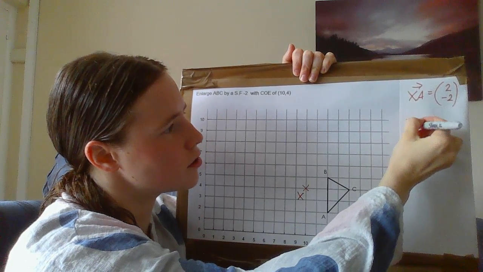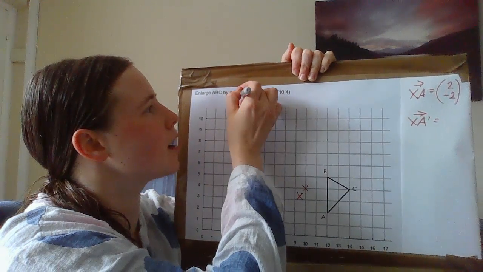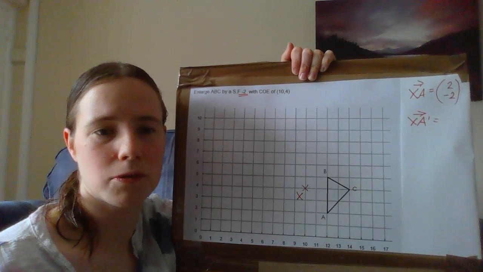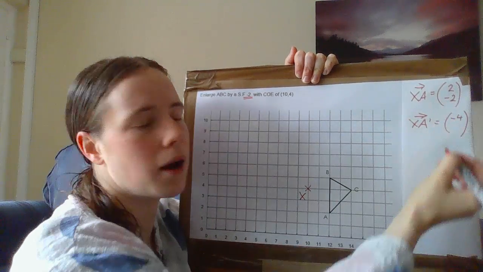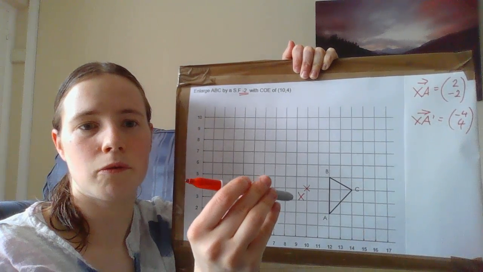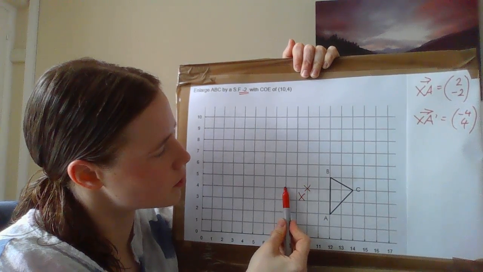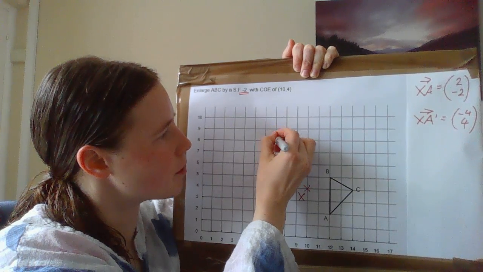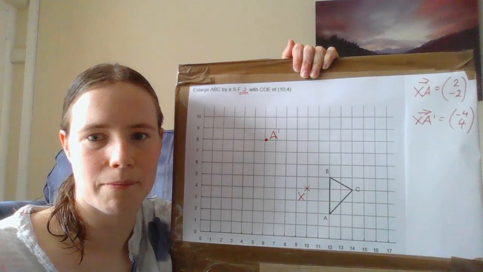Now to get from X to the new A, I have to multiply my vector by -2 because my scale factor is -2. When you times by -2, the number is going to double, but also the sign is going to change. So 2 times -2 is -4, and -2 times -2 is +4. So the new A is 4 this way and 4 up from X. So we're going to go 1, 2, 3, 4, 1, 2, 3, 4. And the new A ends up there. It's quite counterintuitive, which is why I suggest you do every single one of these step by step.